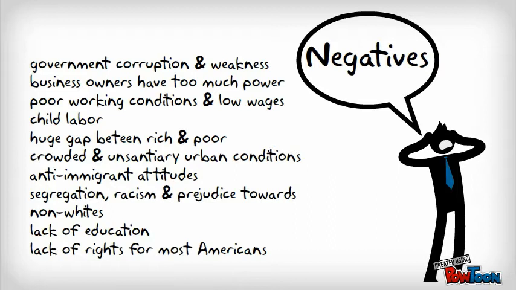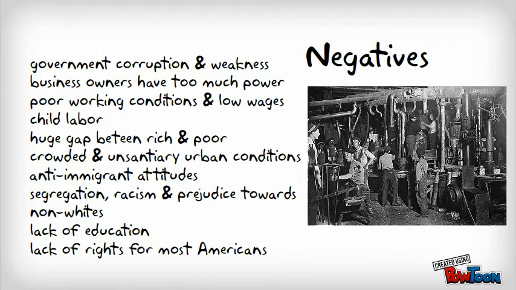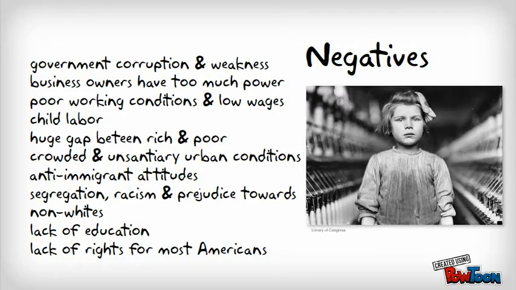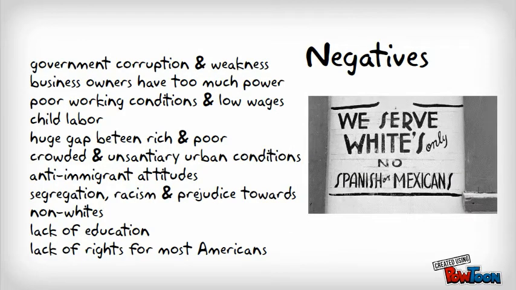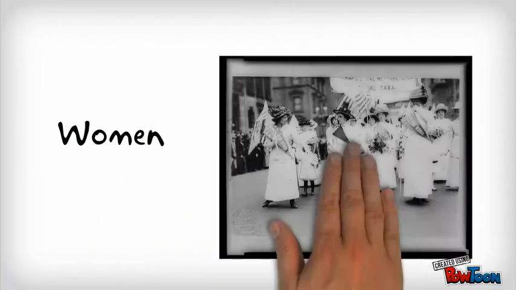But with industrialization came a lot of negatives. Government corruption, business owners were very powerful, the poor working conditions and low wages for most workers, child labor was in effect. There was a huge gap that existed between the rich and the poor. Cities were crowded. There was a lot of anti-immigrant attitudes and a lot of very strong racist and prejudicial attitudes towards non-whites. So who are the progressives who are going to try to solve these problems?